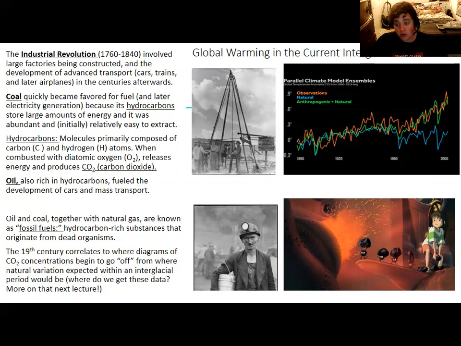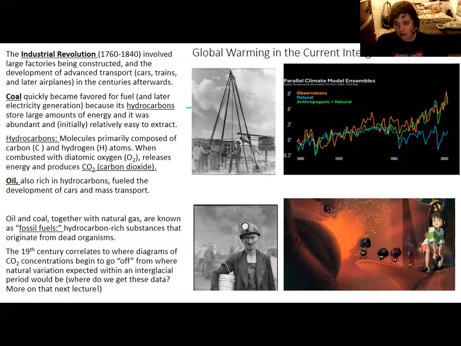Oil also came into much more widespread use because people realized it could be refined into fuel for cars, as well as fuel for trains later on and for airplanes. And so oil consumption skyrocketed, and oil extraction became an important industry, and a key facet of the world economy. So coal, oil, and natural gas, which forms alongside oil, are collectively known as fossil fuels because of their origins as dead living organisms. Natural gas and oil are formed from dead phytoplankton, and coal is formed from dead swamp plants.